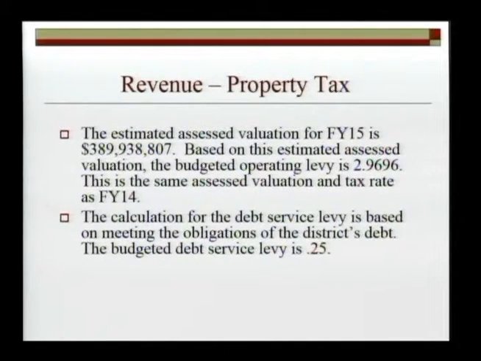Local revenue, the property tax: as I build the budget for fiscal year 15, I'm using the estimated assessed valuation at $390 million, which is where we were as of December 31st, 2013, and using the operating levy that we levied last year of 2.9696. Again, we anticipate that the debt service levy will be maintained at 25 cents, and we will be able to pay all of our debts maintaining that 25-cent levy.